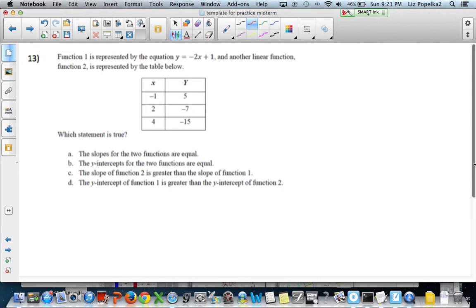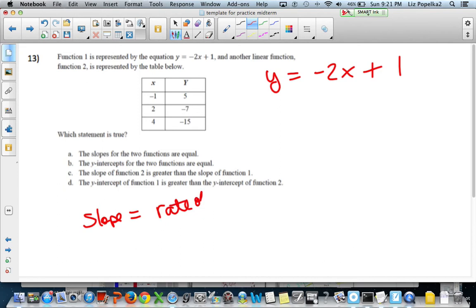So the first thing we need to figure out, well, what the heck is the slope for both of them? I'm going to rewrite the equation over here and remind you about how to just look at an equation and be able to tell what the slope is. Remember that slope also means rate of change. And your rate of change means your change in your y depending on your change in your x.